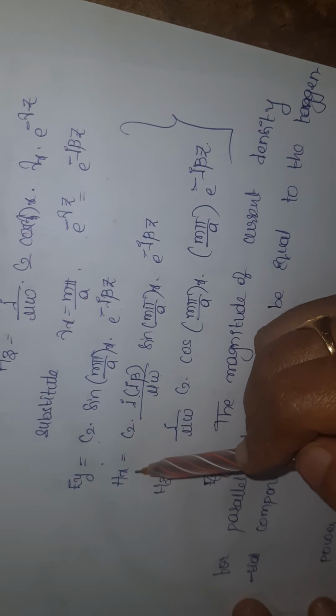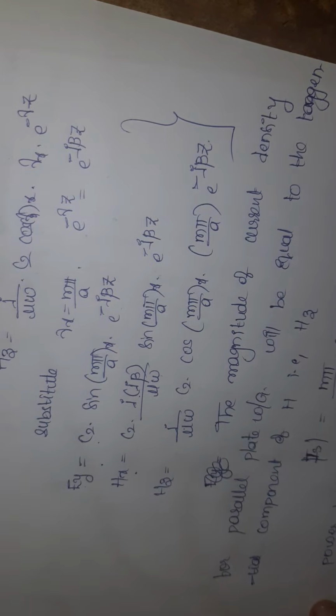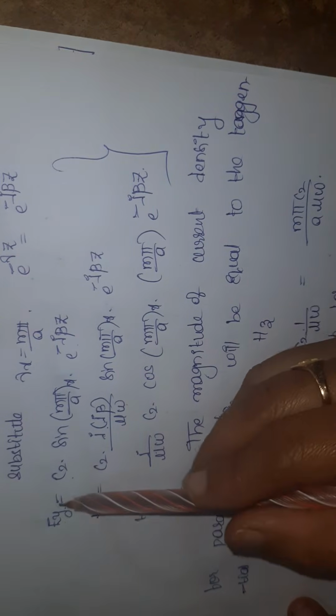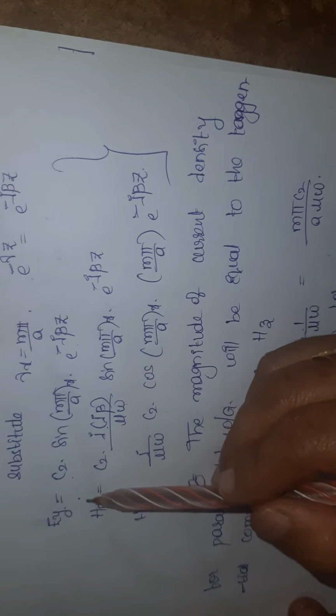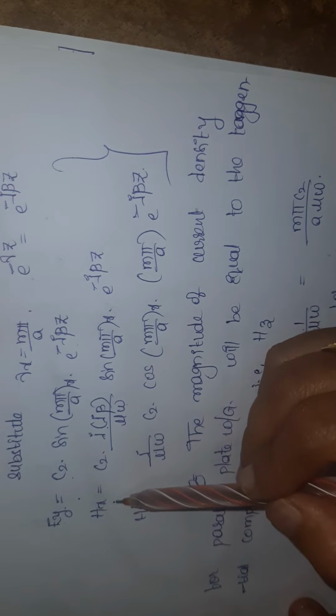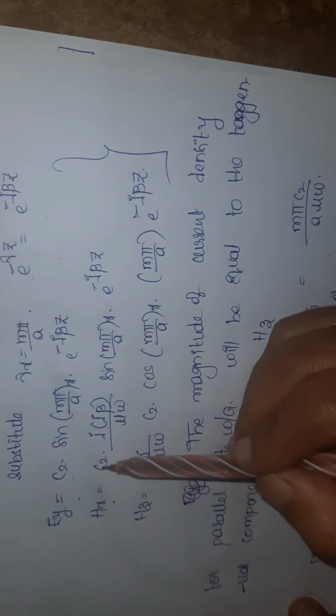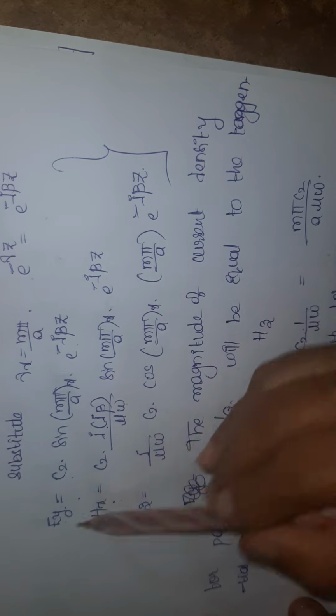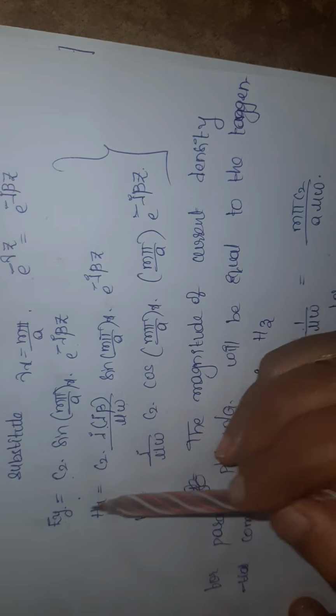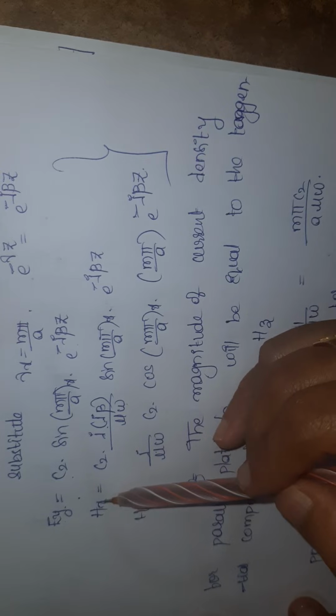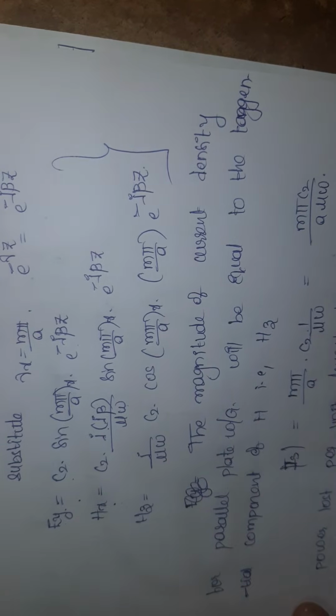If suffixes are changing, we have to place a negative sign. I am having Ex Hy, half into Ex Hy, but we are having Ey Hx. The suffixes are changing, so I have to add a negative sign.